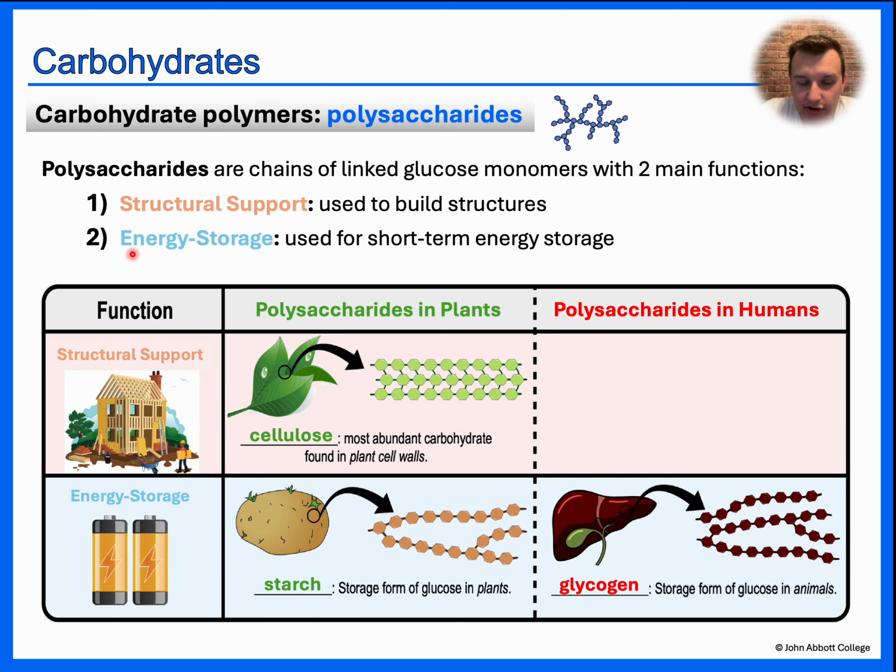But the second function is energy storage. Remember I told you that in the human body, the main point to know about carbs is that they could be used for short-term energy. Well, in plants, they actually store it in molecules called starch. Starch is a storage form of glucose in plants. So they will take up all of this glucose and store it.